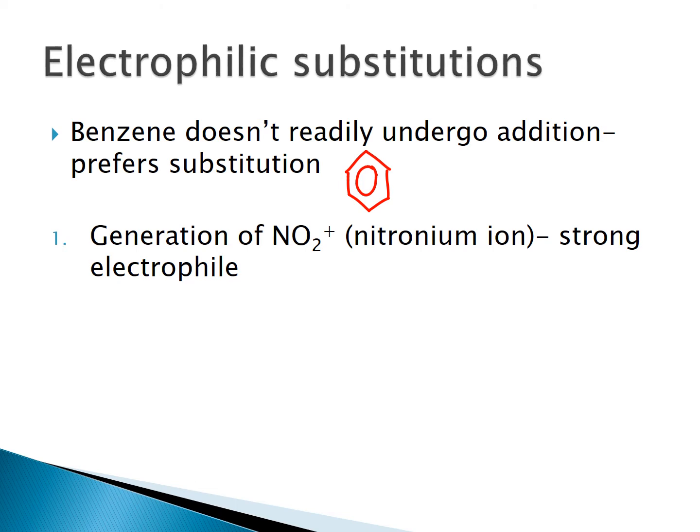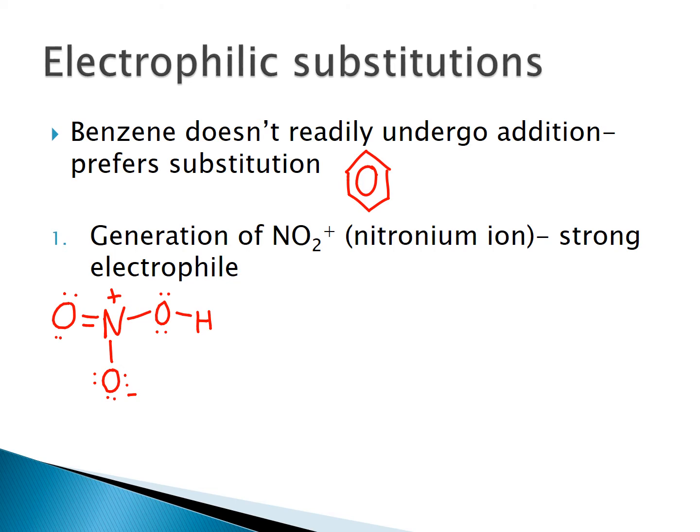So the first thing that has to happen is we have to generate the nitronium ion. And you've probably never heard of nitronium before. That would make sense. We've never really talked about it. And this is a really strong electrophile. So nitronium is generated when I have nitric acid and sulfuric acid. So I'm going to draw the structures of both of those. And I'm putting charges on these, even though you know nitric acid is overall neutral. These are the formal charges.